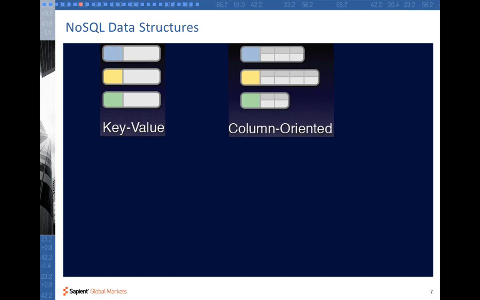Next in class, we will visit column-oriented data stores. These are advanced key-value stores with an unlimited number of columns. Columns can be grouped, values can be timestamps. Examples include Apache Cassandra.